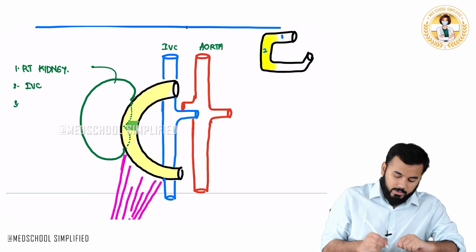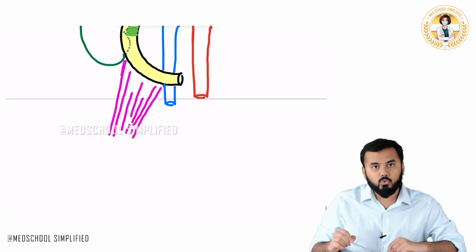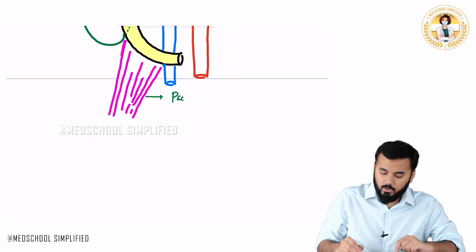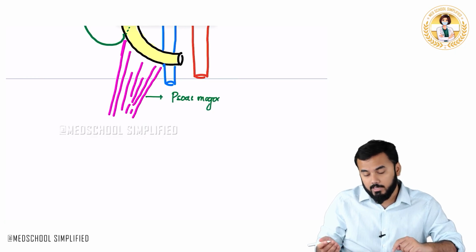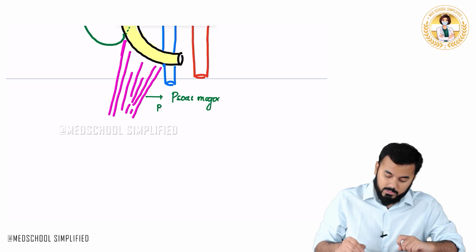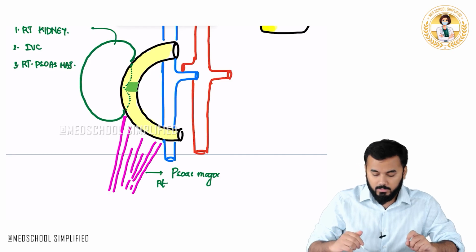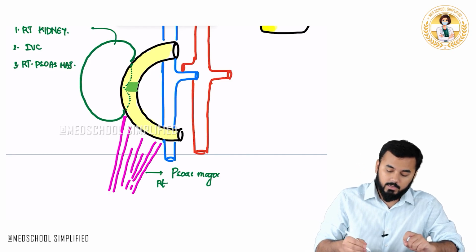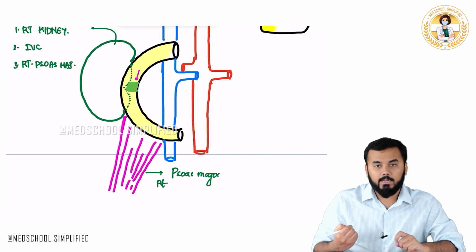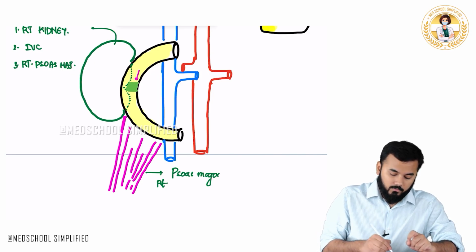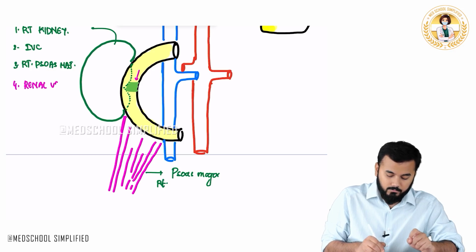Third important thing is that you even have the psoas major muscle. This muscle over here is called psoas major. But the psoas major muscle is on the right side and also on the left side. Now tell me, will this be right or left? Obviously this is the right psoas major muscle. And next we even have renal vessels over here. You can very clearly see these are the renal vessels. So fourth important thing, we have the renal vessels.